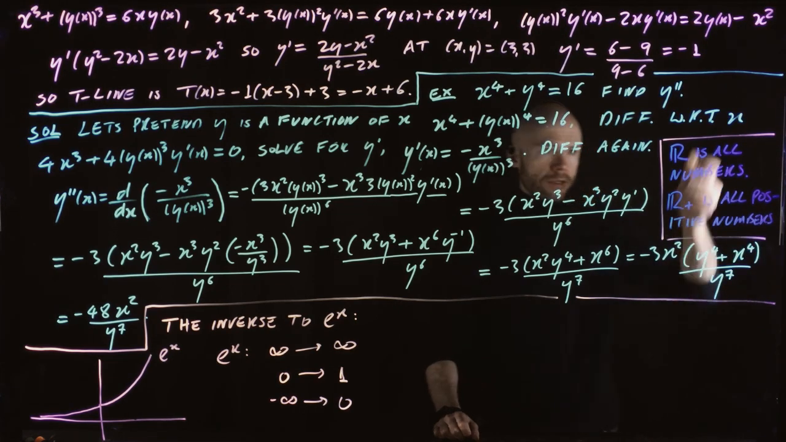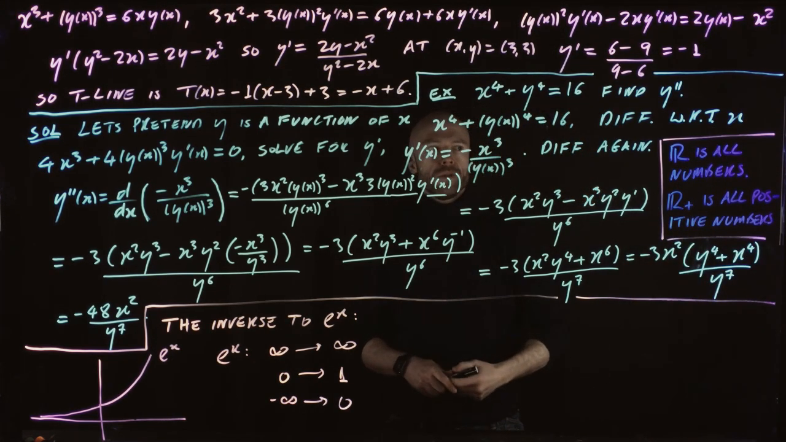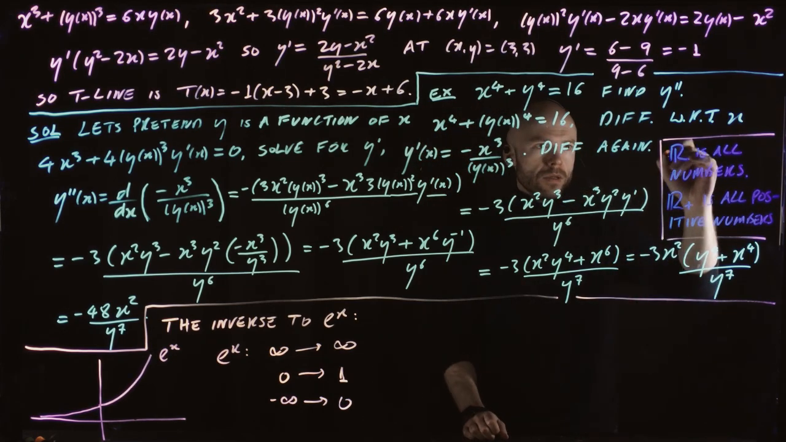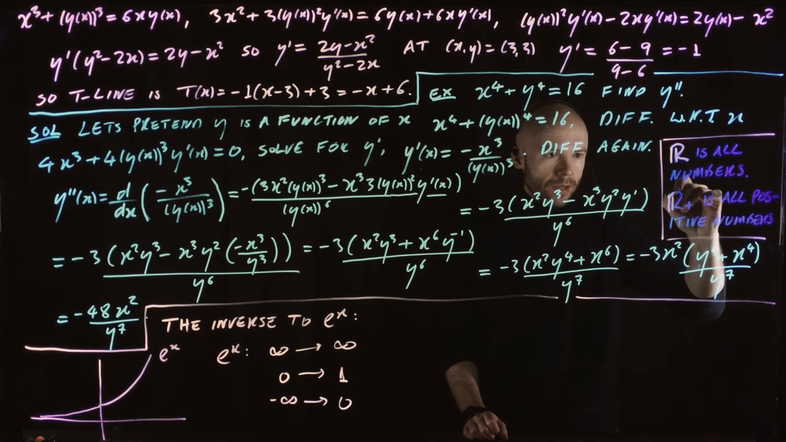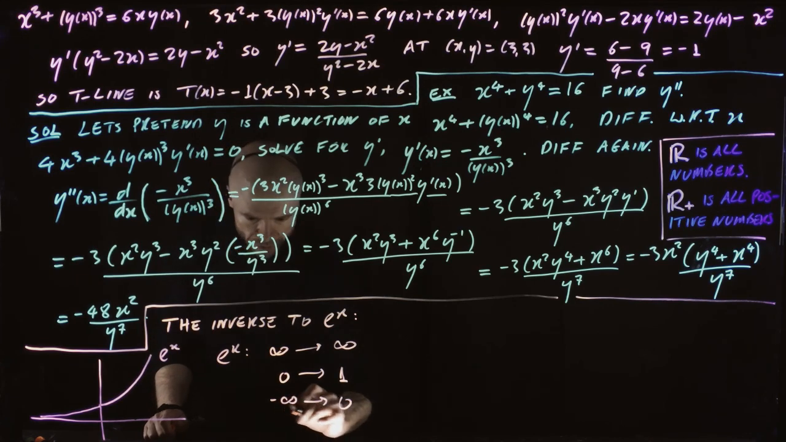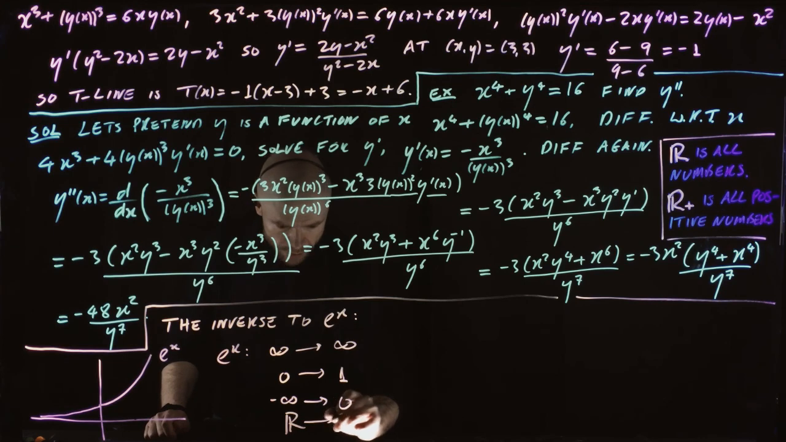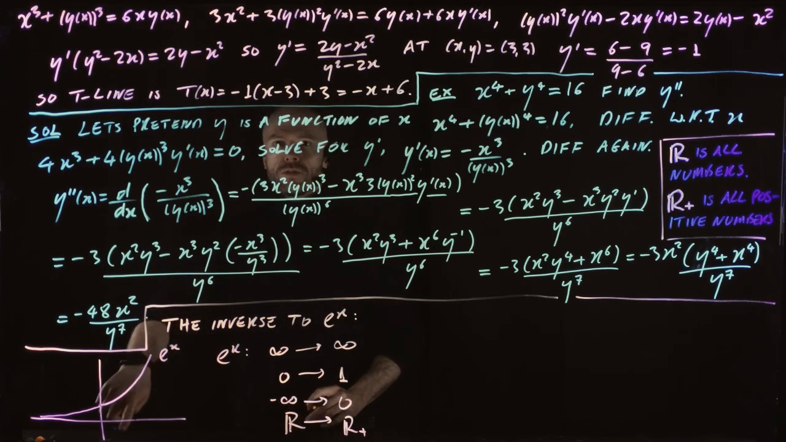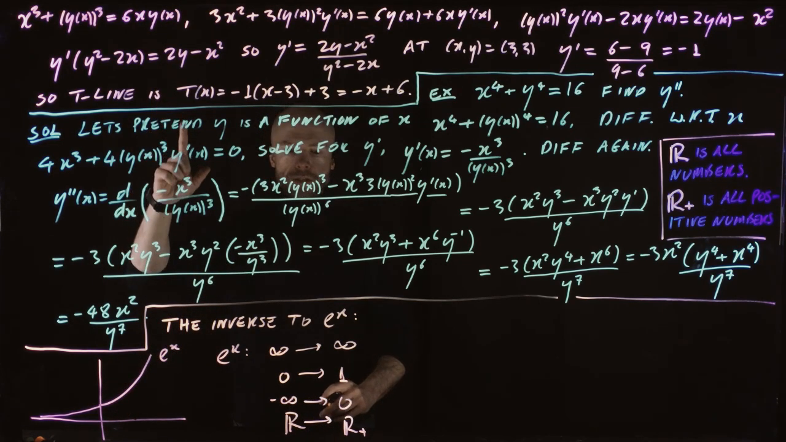Okay, this is just some convenient language to, instead of writing all numbers and all positive numbers, we just use this symbol and this symbol. Nothing deep here, just a convenient symbol. All right, so e to the x sends all the numbers, the whole real line, to all the positive numbers. As we go from minus infinity to infinity, e to the x goes from 0 to infinity, which is all positive numbers.